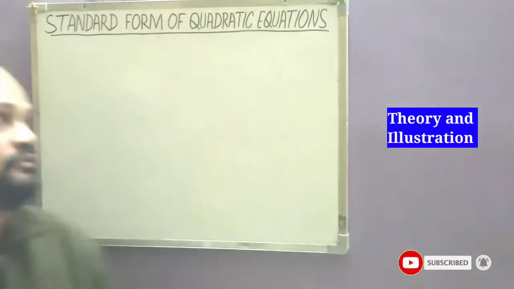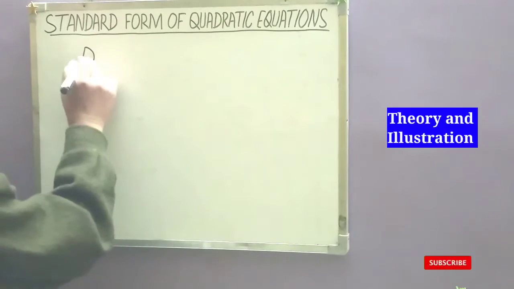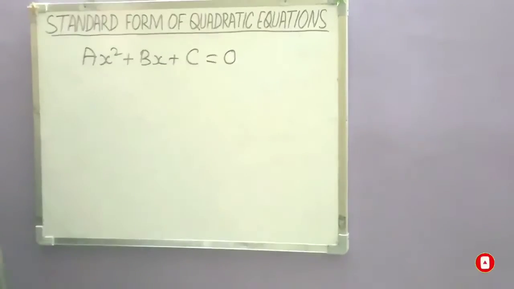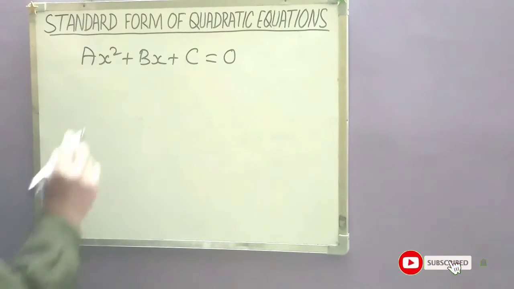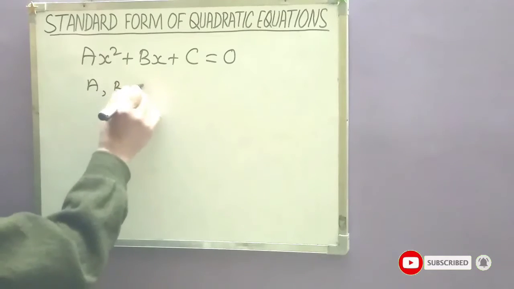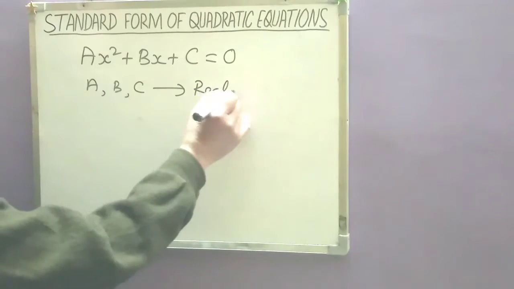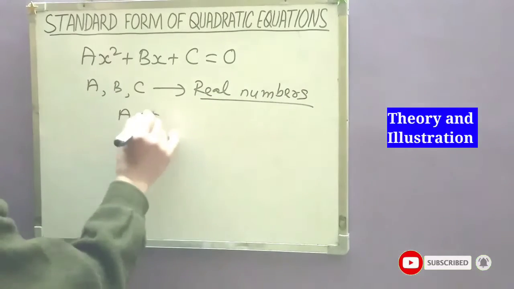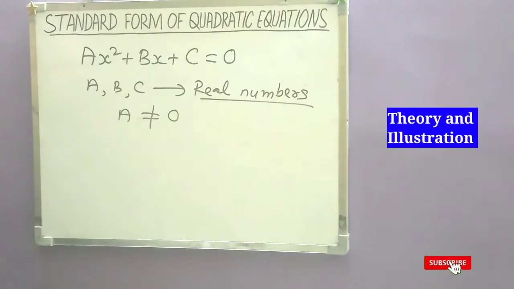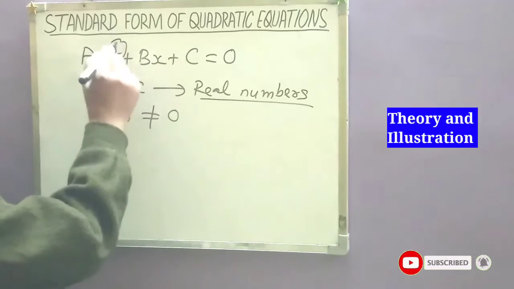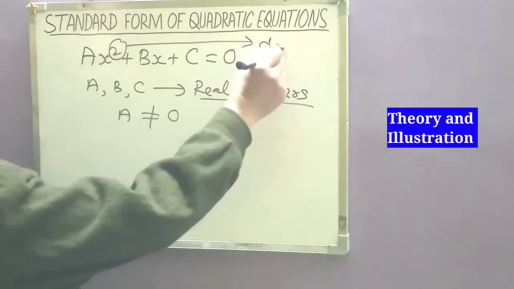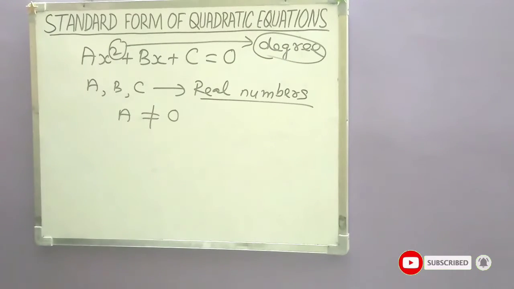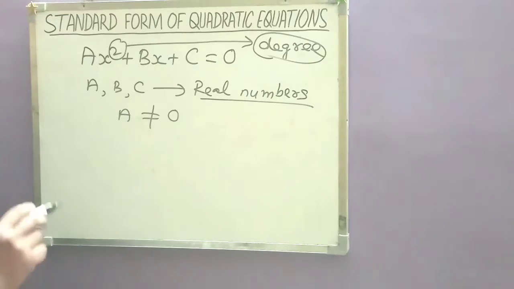Standard form of a quadratic equation. An equation of the form ax² + bx + c = 0 is called the standard form of a quadratic equation, where a, b, c are real numbers with a not equal to 0.